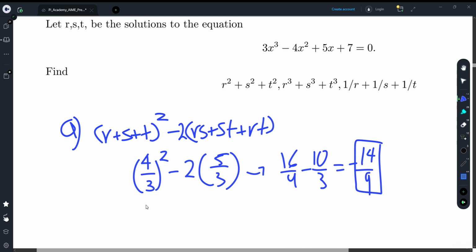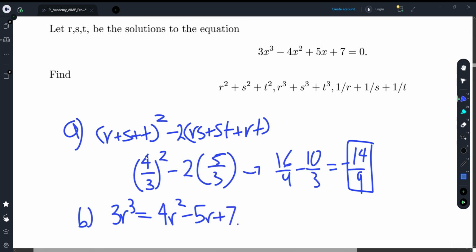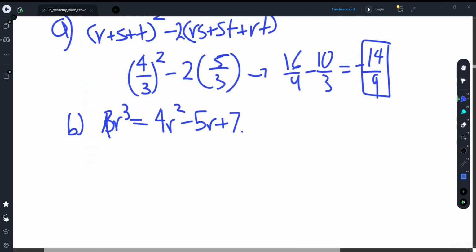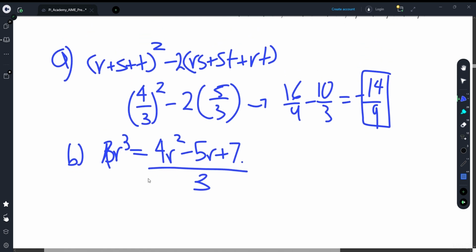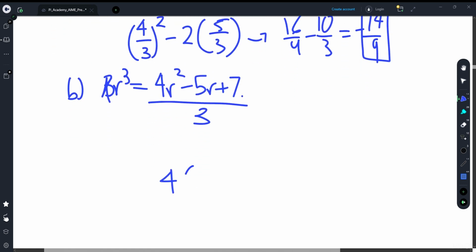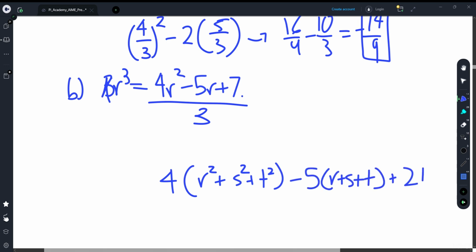Section B, r cubed plus s cubed plus t cubed. So what we could do is we can do a similar technique to what we did in problem 1. We can plug in r, so 3r cubed is equal to 4r squared minus 5r plus 7. And seeing this, r cubed is equal to this over 3. So what we get is 4 times r squared plus s squared plus t squared minus 5 times r plus s plus t plus 21 all over 3.